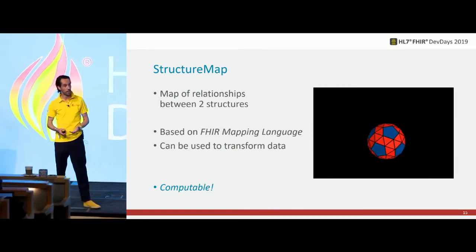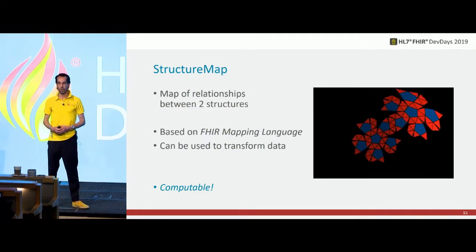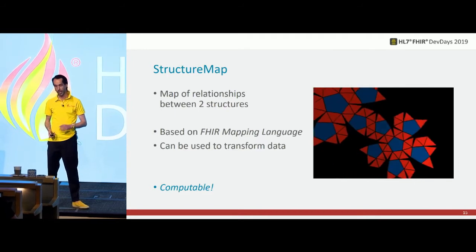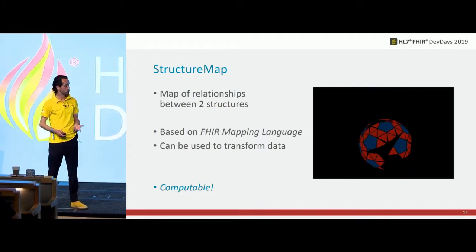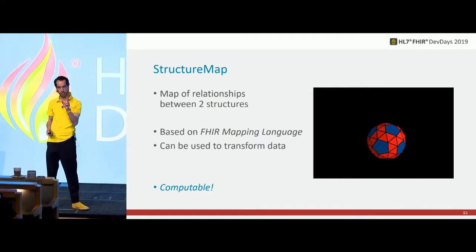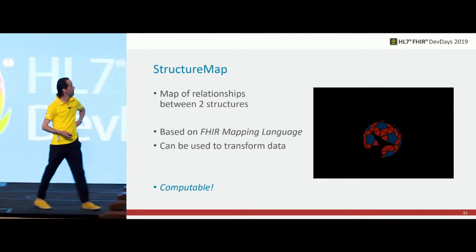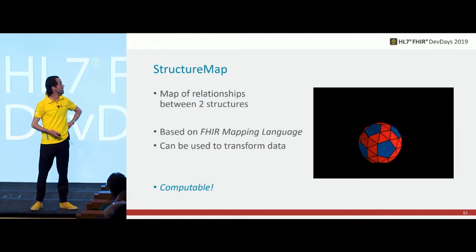So you can write a server that knows how to execute these mappings, and you can send the mapping to the server and it will transform the instance. And that's actually tied into the FHIR mapping language, which is a separate specification that's part of FHIR. You can find it on the FHIR spec. Computable, again.